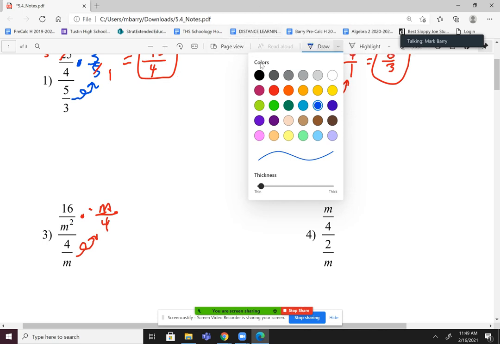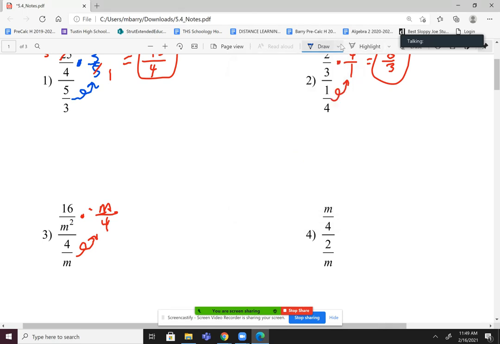All right, looks like this one does have some cross-canceling available. So I can divide 16 and 4 by 4. So 16 divided by 4 is 4. 4 divided by 4 is 1. I can also divide the m and m squared. I can divide those both by m. So this one's going to turn into 1, and this one will just turn into m.